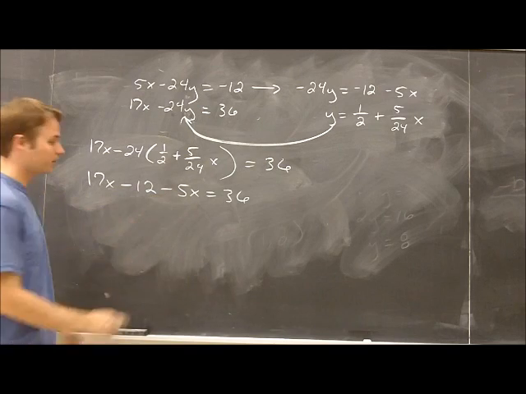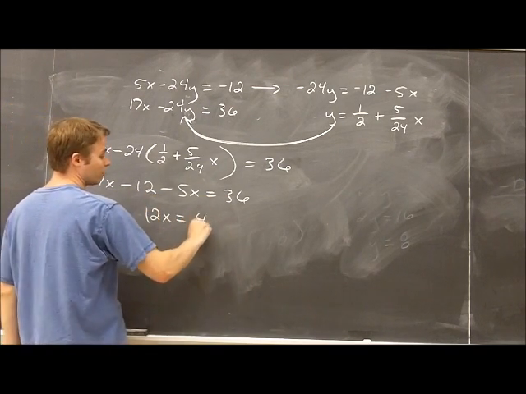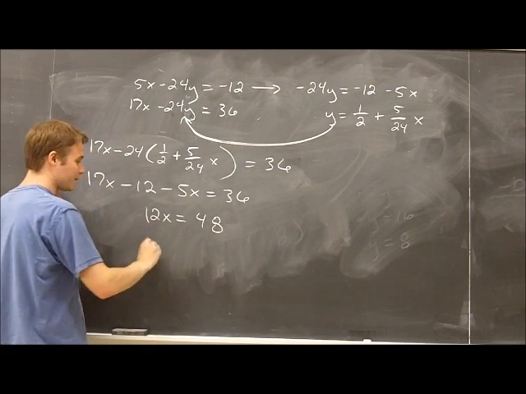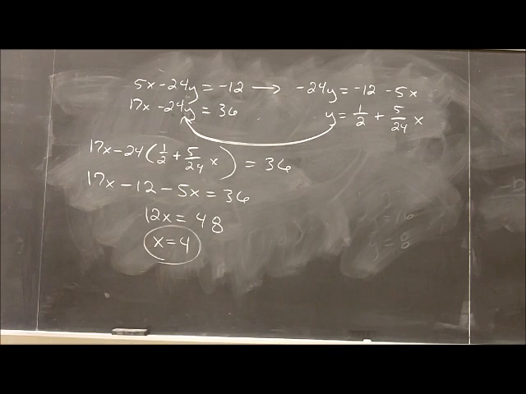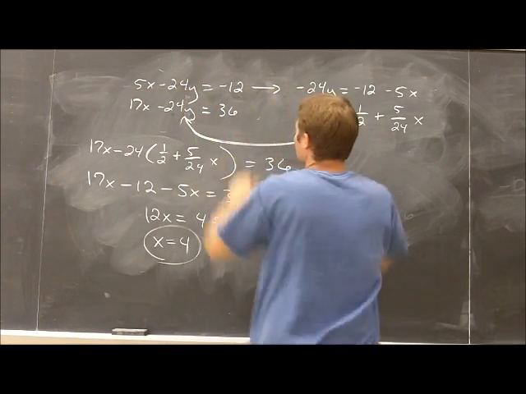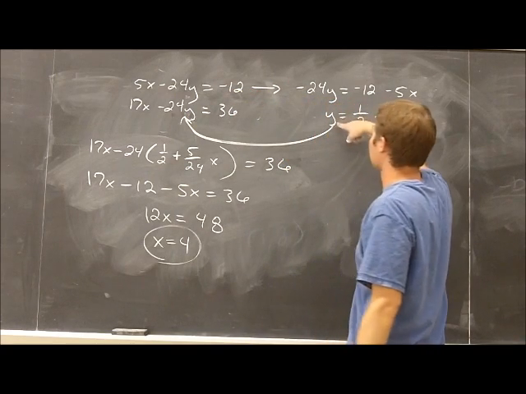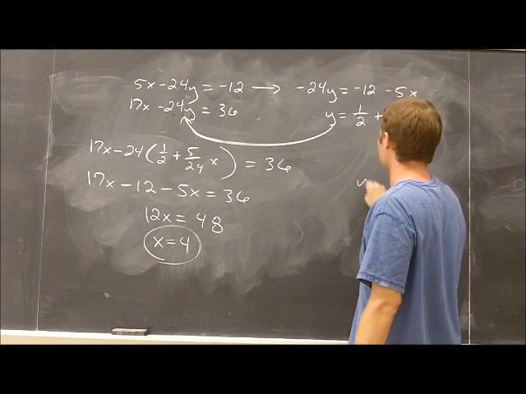So 17 minus 5, that would be 12x. And then 36 plus 12 will be 48. The whole thing divided by 12 will get that x is equal to 4. That's one of our answers. Now to get the y value, just plug this back into any of these equations. So either of these two, or like I said before, this is the same equation as this. So why don't I just plug it straight into that equation?